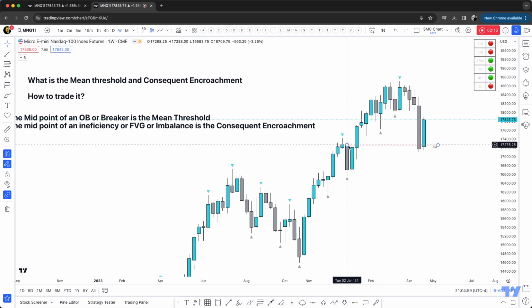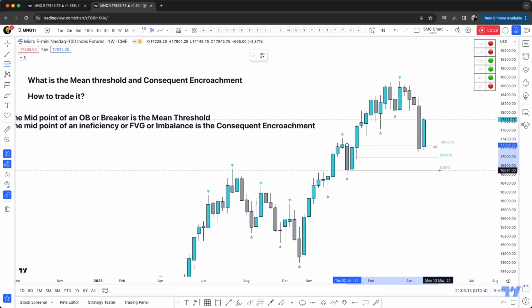I'm just marking up this actual order block. If I wanted to mark up the mean threshold of this order block, right? This is the actual bullish order block, right? So it's the body. Go from the top of the body to the bottom, right there. That's it. That's the actual mean threshold, right here, the midpoint. Okay, that's simply it, right?